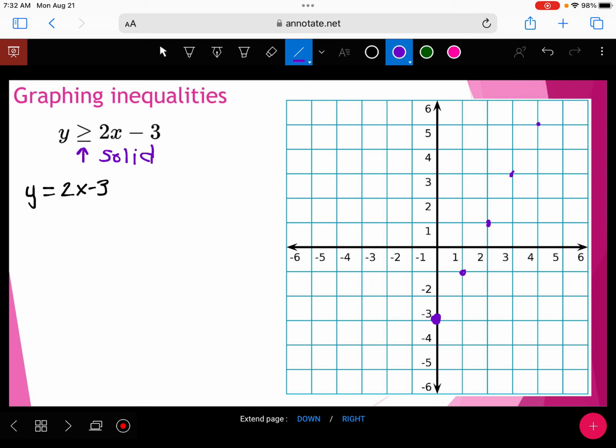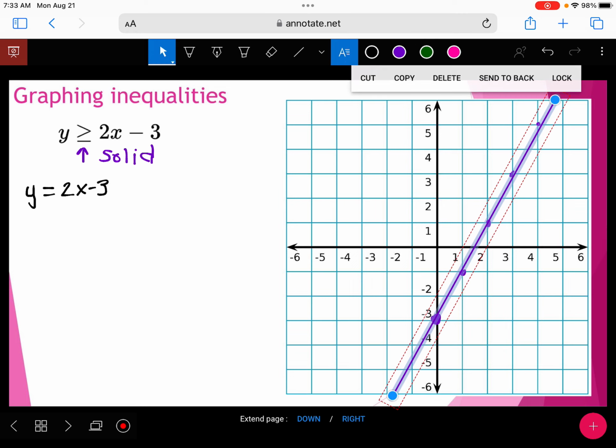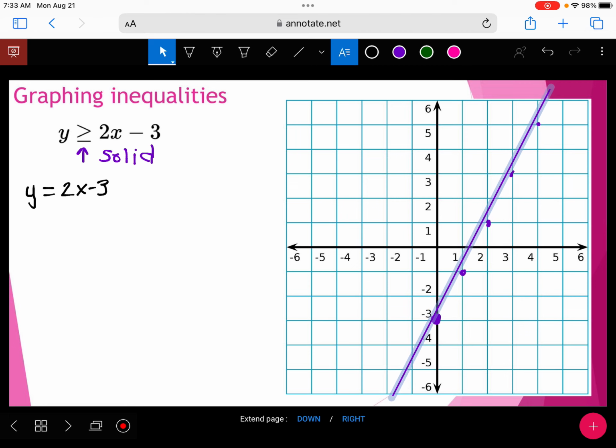And then we're going to do a solid line, which I love those. I can use my tools. Yay. Solid line. Should look like that. But since it's an inequality, we're still going to need to test a point. And we can pick any point that is not on the line.